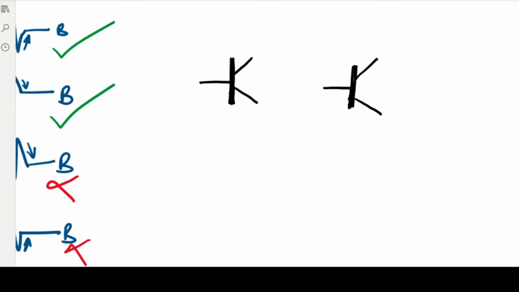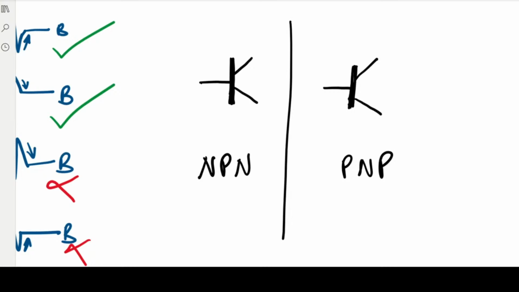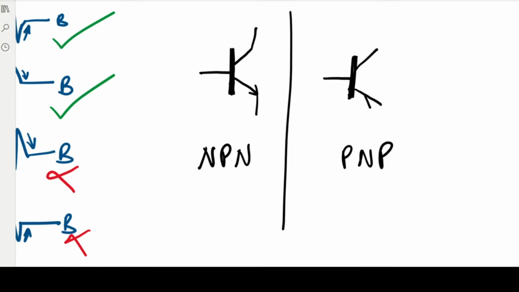So let's make one of them NPN and the other PNP. So let's make this one NPN and make this PNP. To do that, we've got to put an arrow going out, and we're going to put an arrow going in. So PNP, NPN. Basically, this is the base for each, this is the collector for each, and this is the emitter for each.